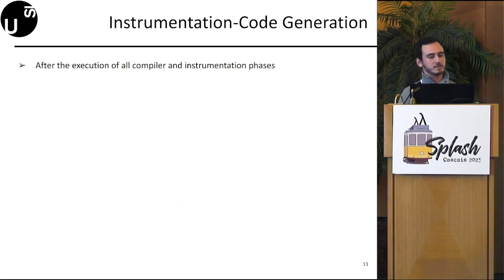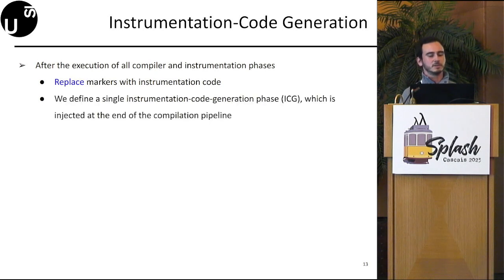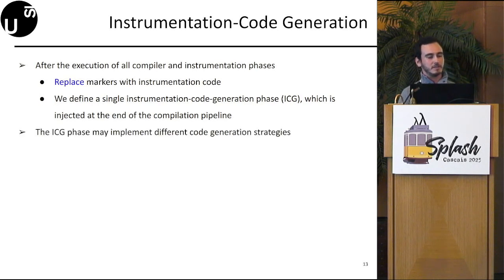Finally, after the execution of all the compiler and instrumentation phases, we replace all the markers with instrumentation code. We define, for this reason, a single instrumentation code generation phase, ICG, which is injected at the end of the compilation pipeline. This phase may implement different code generation strategies.